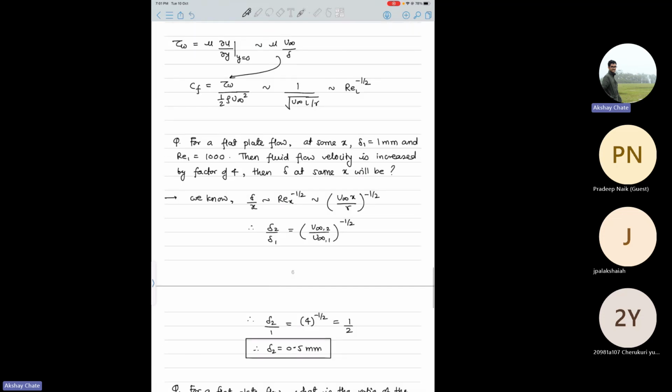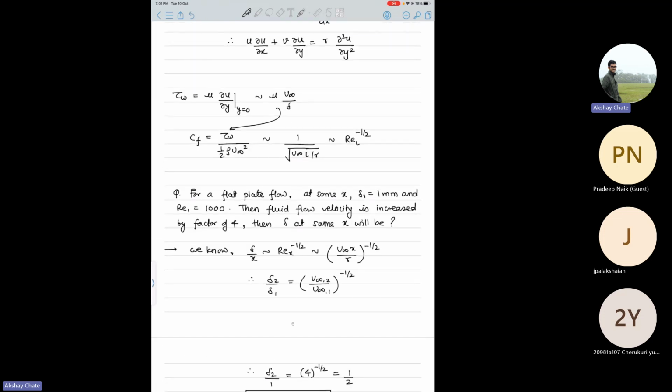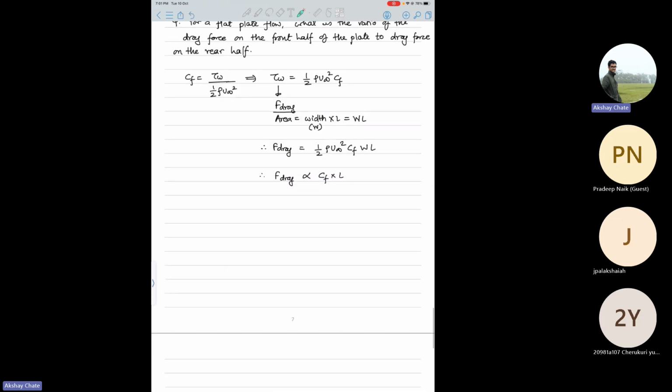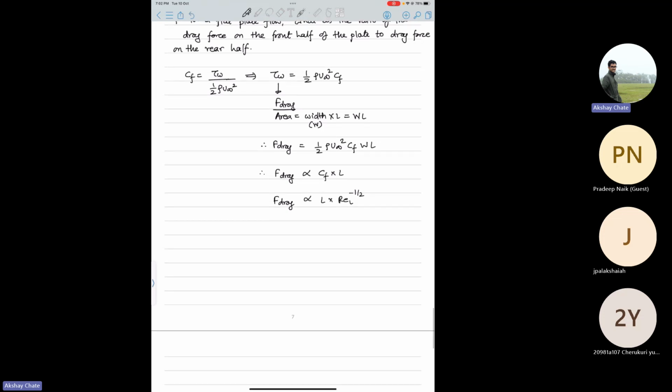And from the earlier derivation, we know that CF is proportional to Reynolds number to the power minus half. So if that proportionality is to be incorporated here, L will remain as it is, and this will become Reynolds number at that length or x, whichever point you want. Since we are talking about L here, we will use L and minus half. So F drag is like this, and this is for the total plate because we are using the complete length.